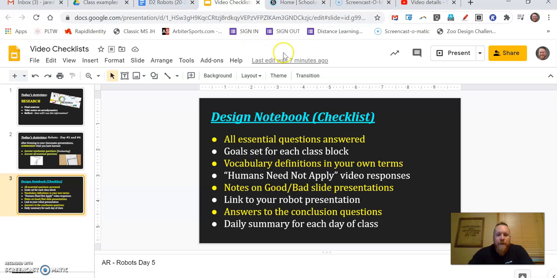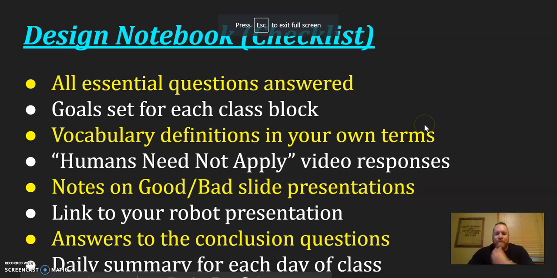Let me put up a slide here that shows what should be done in your design notebook. Before you turn it in, you need to make sure that all of your essential questions are answered, that you have goals set for each block, and you have vocabulary definitions written in your own terms. In your design notebook, you've got the Humans Need Not Apply video responses. You have your notes on your good and bad slide presentations. You've got a link to your robot presentation. You've got answers to those conclusion questions, which we just talked about, and you've got a daily summary done for each day of class as well. So that's your checklist.